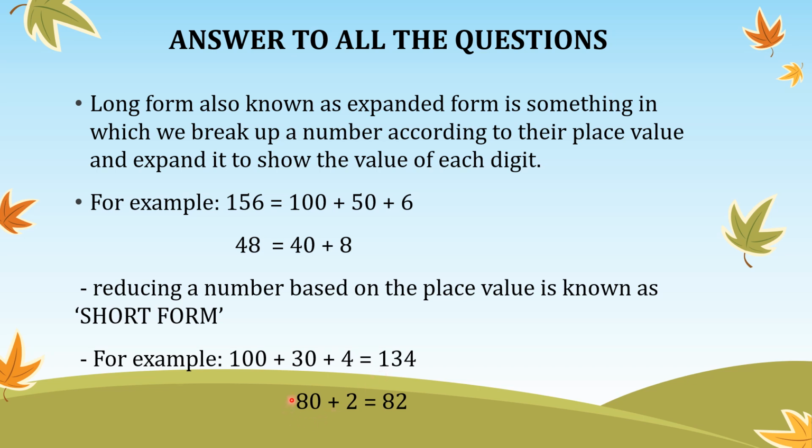Similarly, we'll have a look at the tens value, 80 plus 2. So from 80 we will take 8. So we took 8 here from 80, right? And 2, which is at ones place, we took 2. So this is basically 82. This is the short form. Long form and short form. You can see the difference. Students, you can see the difference between long form and short form.